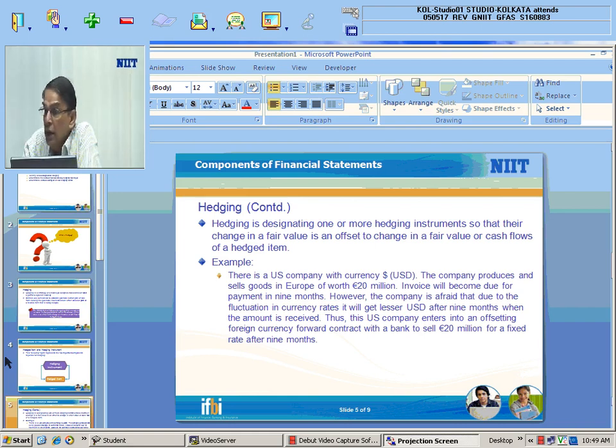So that will ensure that the company will receive a fixed amount of US dollars no matter what happens to the foreign currency exchange rate between US dollar and euro. The company will get a certain number of US dollars by selling that 20 million euro to the bank at the agreed rate after 9 months. So this is the hedging. So the hedging instrument is the forward contract.